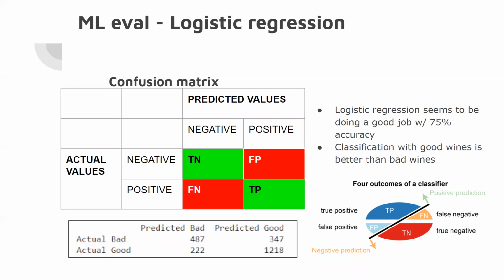So I also captured a confusion matrix from one of my results. There you see what is predicted as bad and actually bad. That alignment is happening at around 487 wines, but a good wine was predicted as bad in 222 cases, which is actually not a great scenario to be in. And likewise for the wine which is predicted good, the actual good was 1218 cases, and 347 wines were predicted good but are actually bad, right?